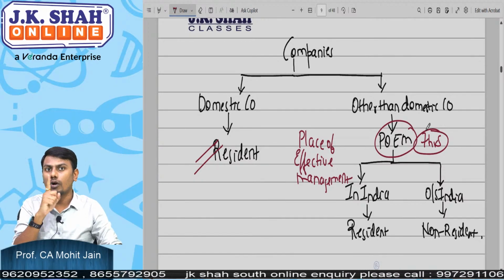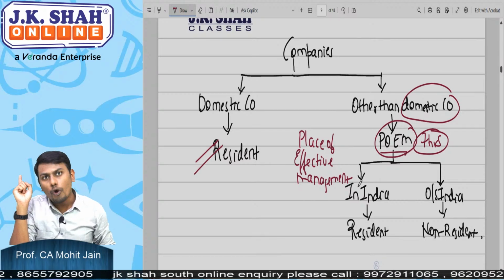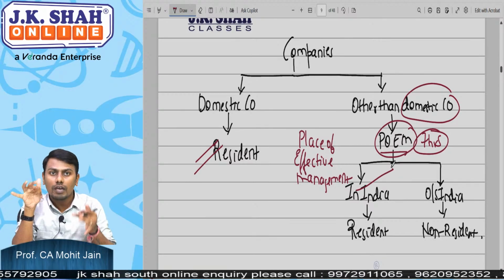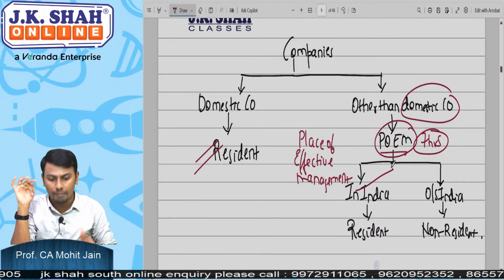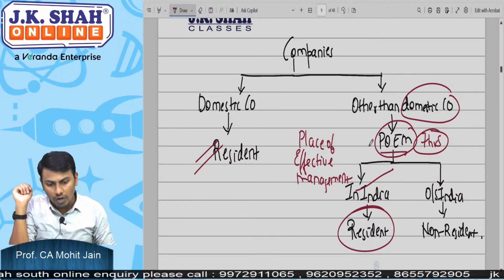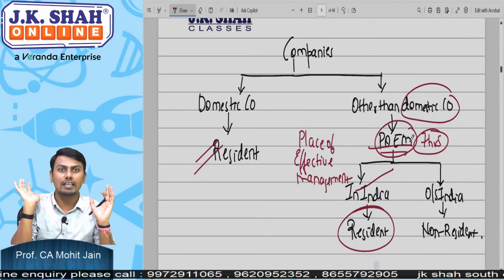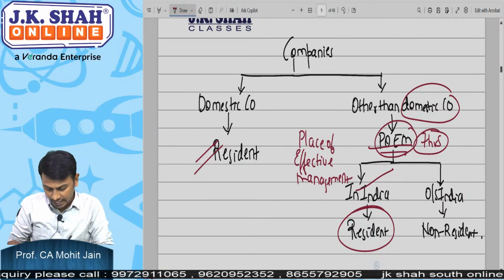So it was decided that even if you are a foreign company, if the POEM is in India, then you will have to pay taxes in India because you'll become a what of India? Resident of India. Now how to determine POEM? Fortunately or unfortunately, we don't have it in Inter CA. Is this clear?